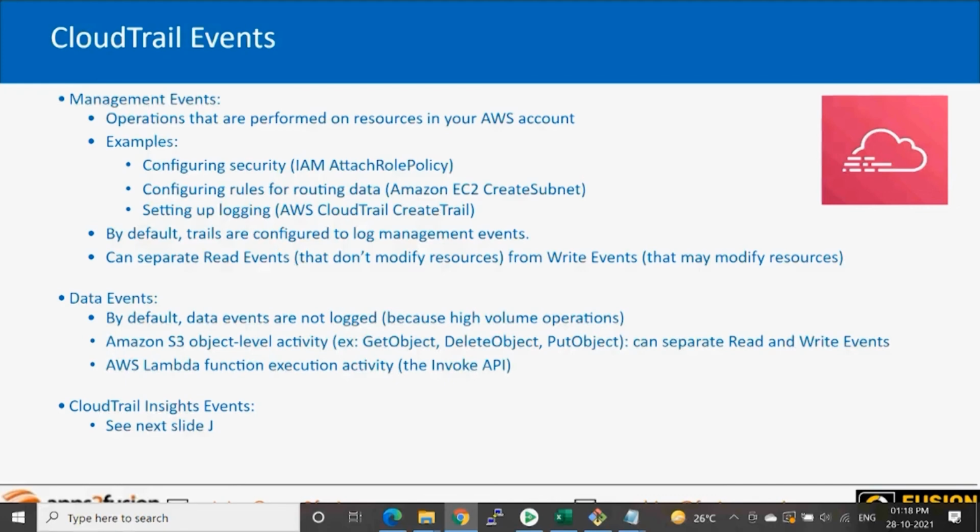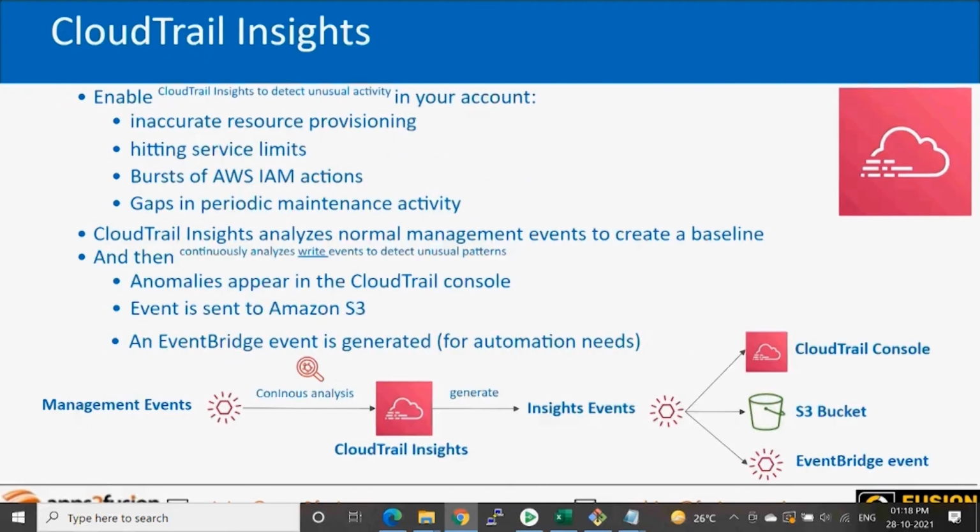CloudTrail Insights, as I told you, is used to detect any unusual activity happening in your account, like inaccurate resource provisioning, hitting the service limit, a burst of AWS IAM actions, or gaps in periodic maintenance activity. CloudTrail Insights analyzes normal management events to create a baseline and then continuously analyzes write events to detect unusual patterns. Anomalies appear in the CloudTrail console. The event is sent to Amazon S3, and an EventBridge event is generated for any automation needed.